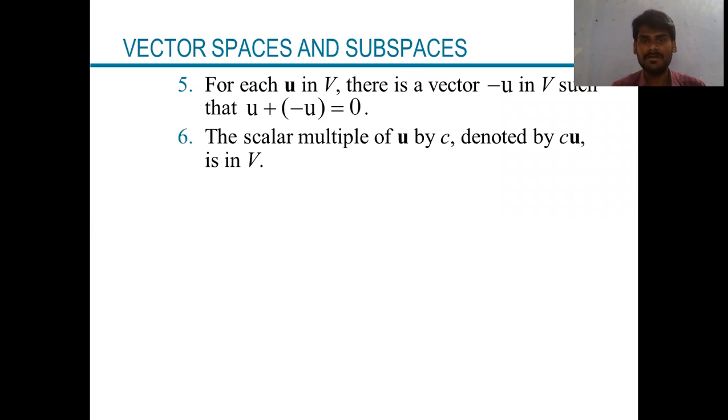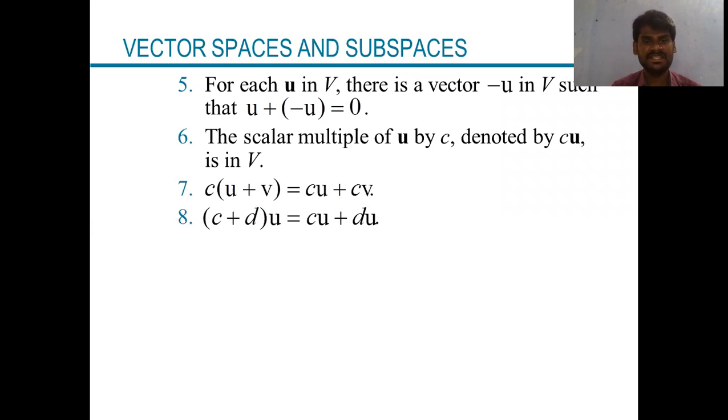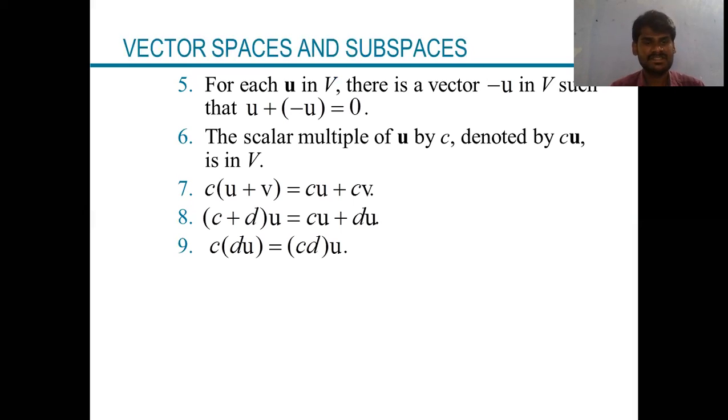The scalar multiple of u by c, denoted by cu, is in V. Next, c times (u plus v) equals cu plus cv. Next, (c plus d) times u equals cu plus du. Next, c times (du) equals (cd) times u. Next, 1 times u equals u.